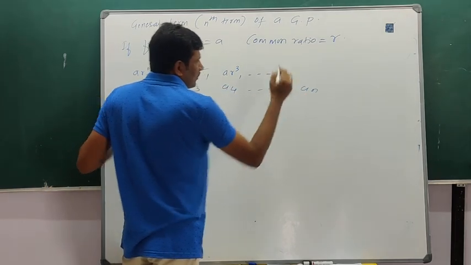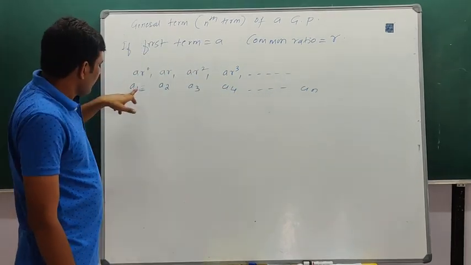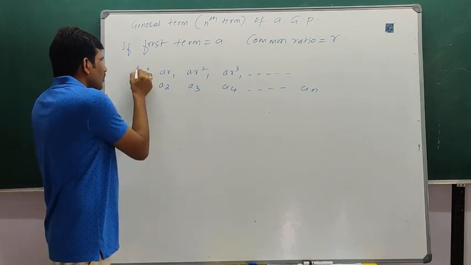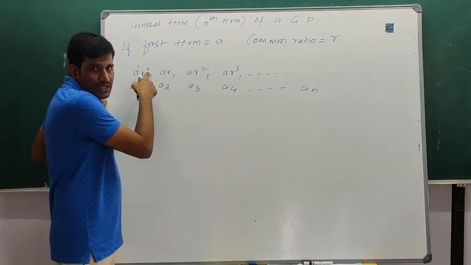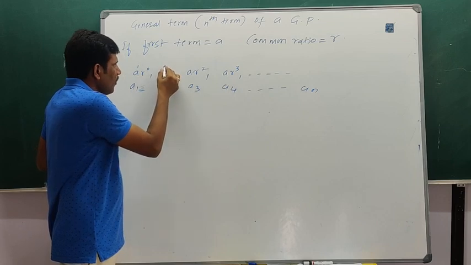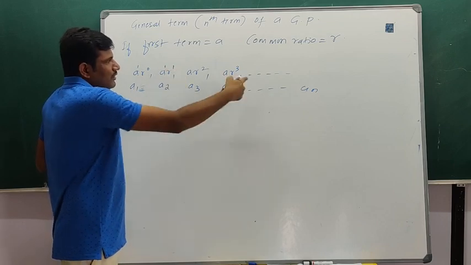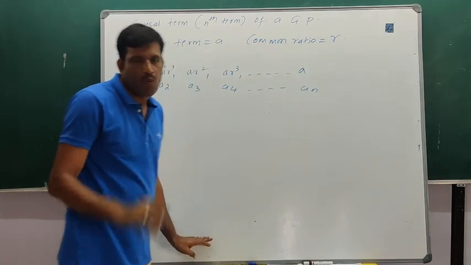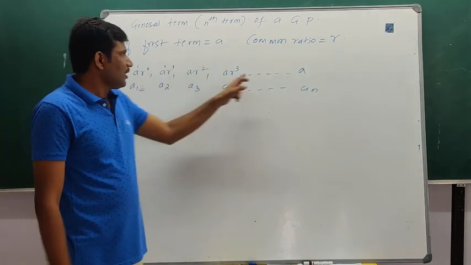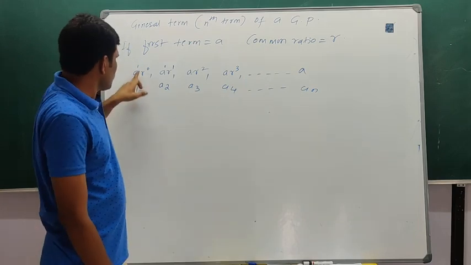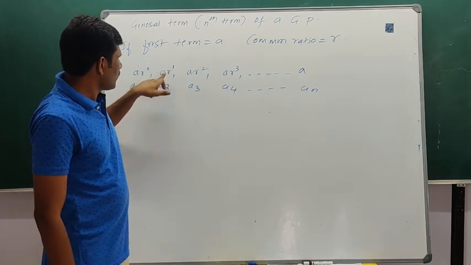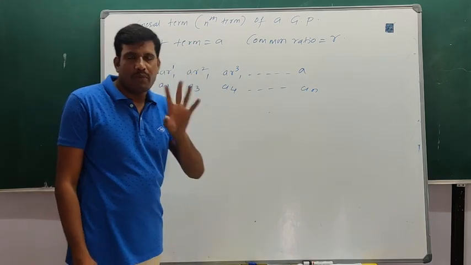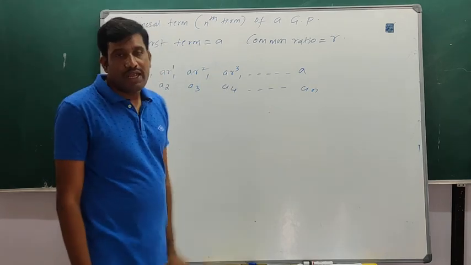So what will be the nth term? We can observe, when it is 1, A power will be 1, R power will be 0. When it is 2, A power will be 1, R power will be 1. In all the terms, A power is 1. In the nth term also, A power will be 1. So there is no change in the power of A in all the terms. In the first, second, third and fourth term, A power is 1.